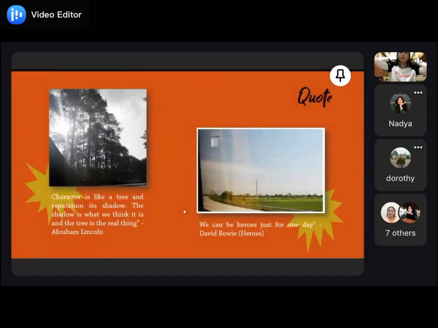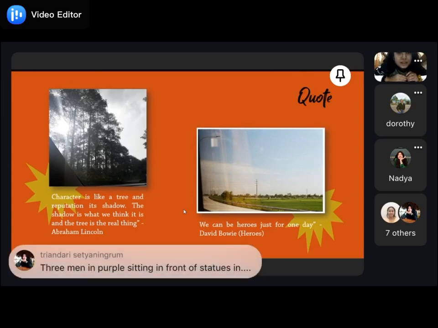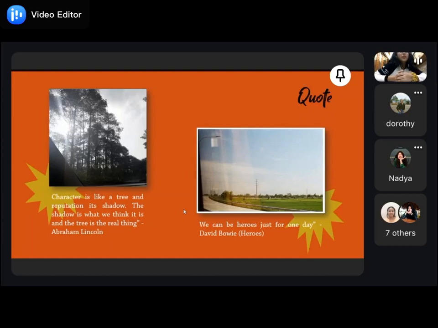So for the last one, there's a quote. A quote consists of someone's words which have been quoted related to the picture or photo. The first one is a picture of trees, and the caption is, "Character is like a tree, and reputation is its shadow. The shadow is what we think it is, and the tree is the real thing." Quoted from Abraham Lincoln. So why did we choose that specific quote? Well, because there are trees and the trees reminded me of that quote.